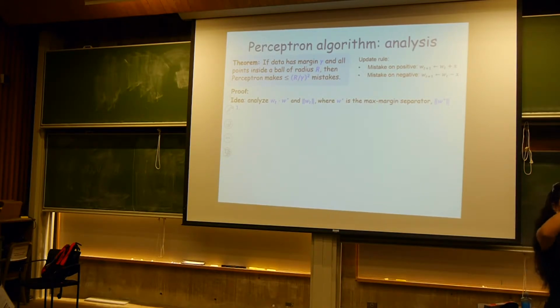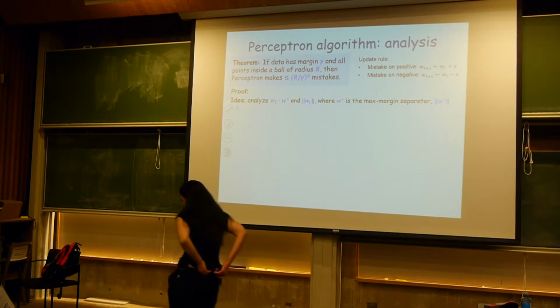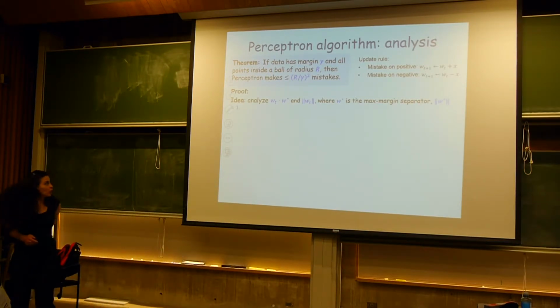Let's fix W star to be the separator of maximum margin over the sample that gets the data right. I'm going to fix that. And so in the proof, I'm going to analyze the length of the current guess for the target WT, and I'm going to analyze how the dot product between WT and W star changes. And I'm going to make my inference based on these two quantities.